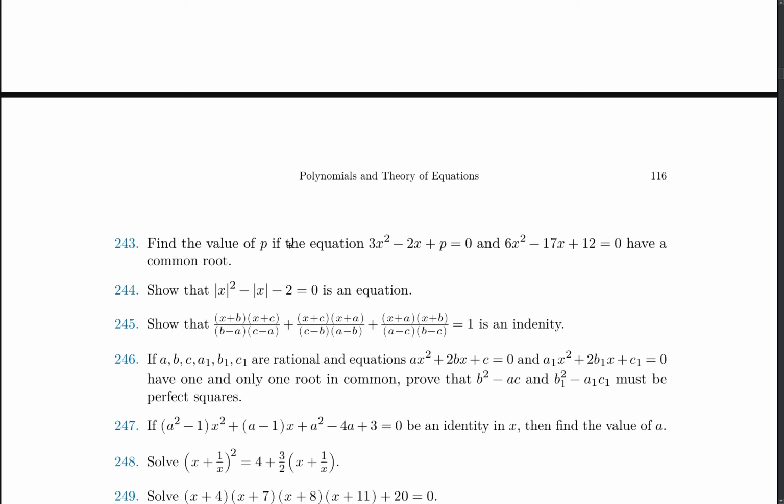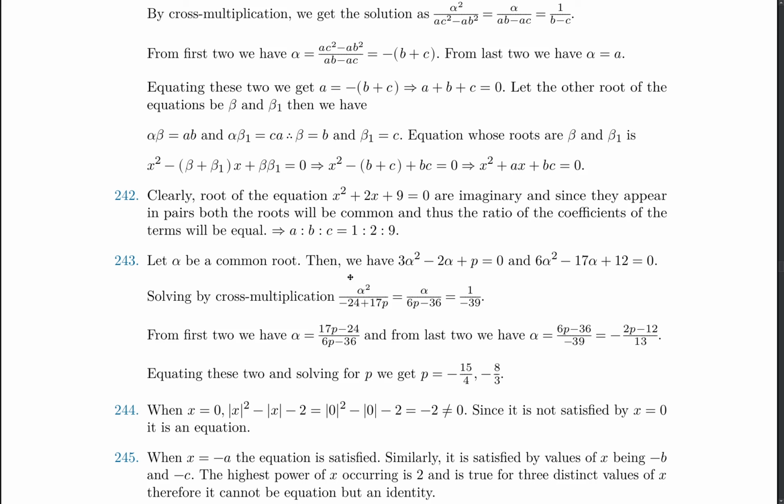Question 244 says that show that mod x square minus mod x minus 2 is equal to 0 is an equation. So there are three cases actually. One of the cases is when x is equal to 0. Then the left side is minus 2, which is not equal to 0. It is not satisfied by x is equal to 0, therefore it is an equation.